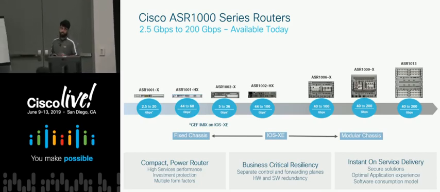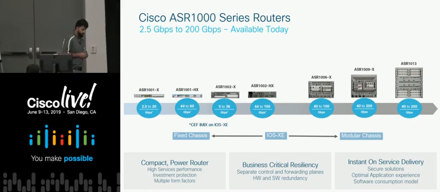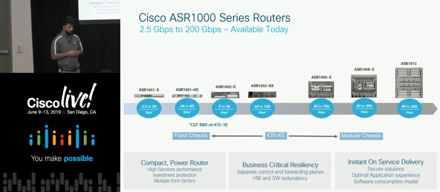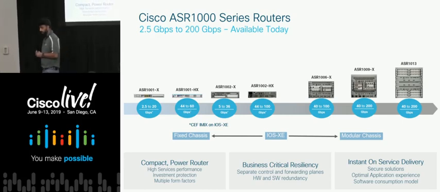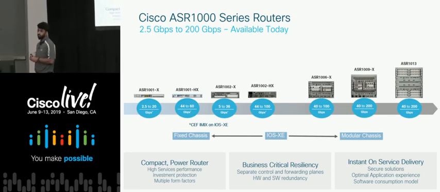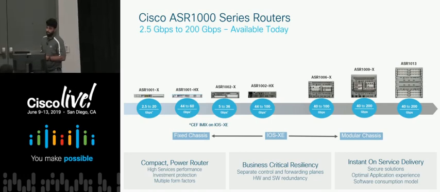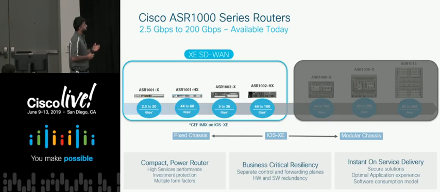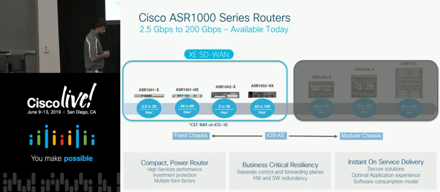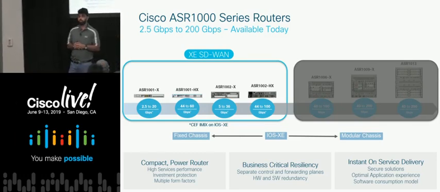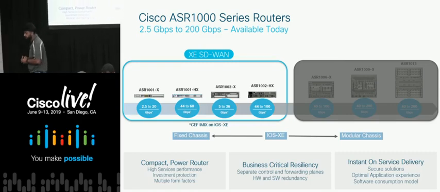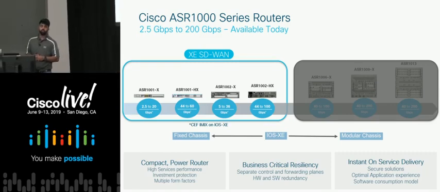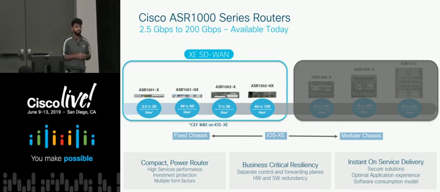So yeah, as I said, the different flavors of ASRs: 1 RU, 2 RUs, until 13 RUs, wherein the 6, 9, and 13 go to the modular chassis. And at this point in the XE SD-WAN, just the fixed chassis are integrated. The support for the SD-WAN is only on the fixed chassis. To be precise, ASR 1001X, 1002X, 1001HX, 1002HX.